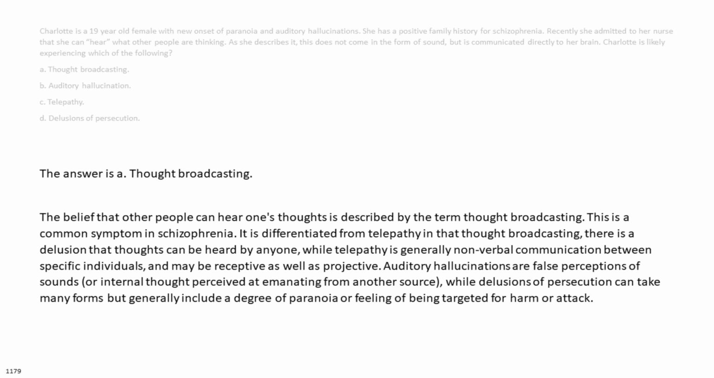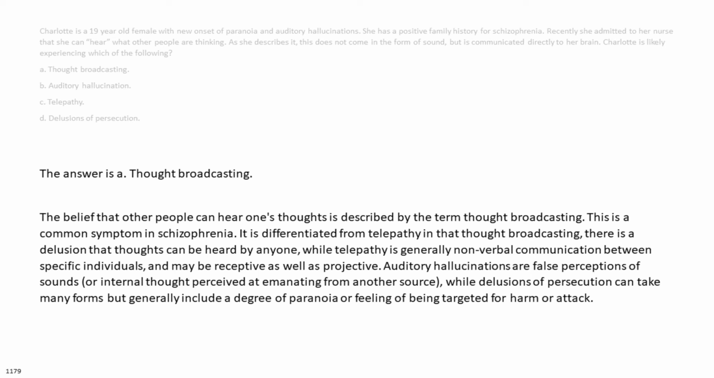The answer is A. Thought broadcasting. The belief that other people can hear one's thoughts is described by the term thought broadcasting. This is a common symptom in schizophrenia. It is differentiated from telepathy in that in thought broadcasting, there is a delusion that thoughts can be heard by anyone, while telepathy is generally nonverbal communication between specific individuals, and may be receptive as well as projective.